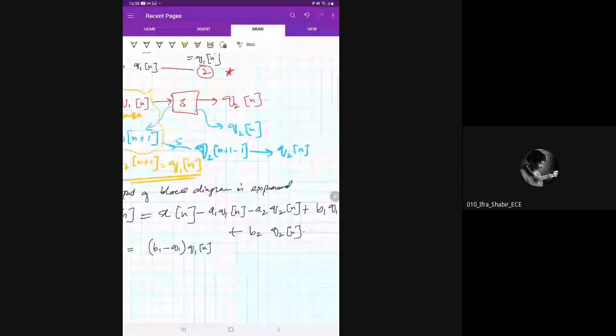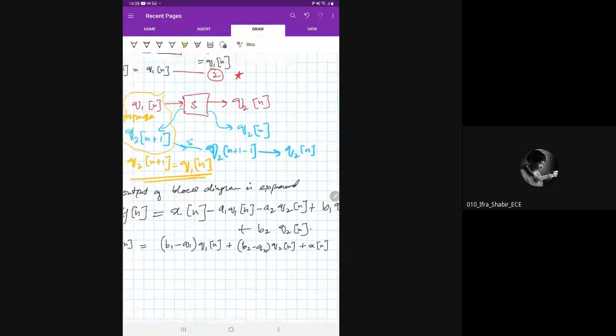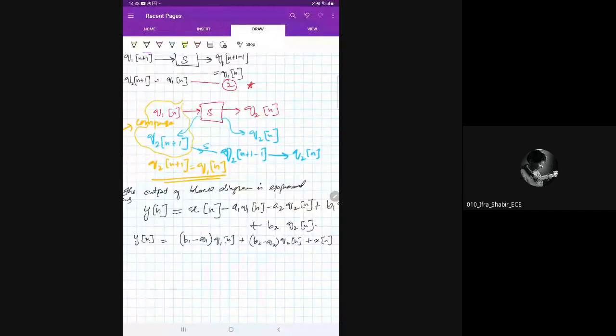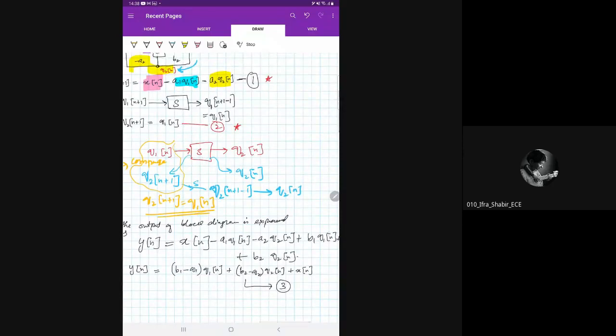Okay, और दूसरी term है जिसमें q2 है common. यहाँ पे भी एक q2 common है, यहाँ पे भी एक q2 common है. So I will write down this equation now, simplified form में. I'll write it like this: b2 minus a2 into q2 of n, okay, plus x of n. X of n is already there. Okay, so I'm just trying to rearrange the equation above in a simplified form, that is here. Let it be equation 3 now. Okay, I have now equation 1, 2 and 3 equations.